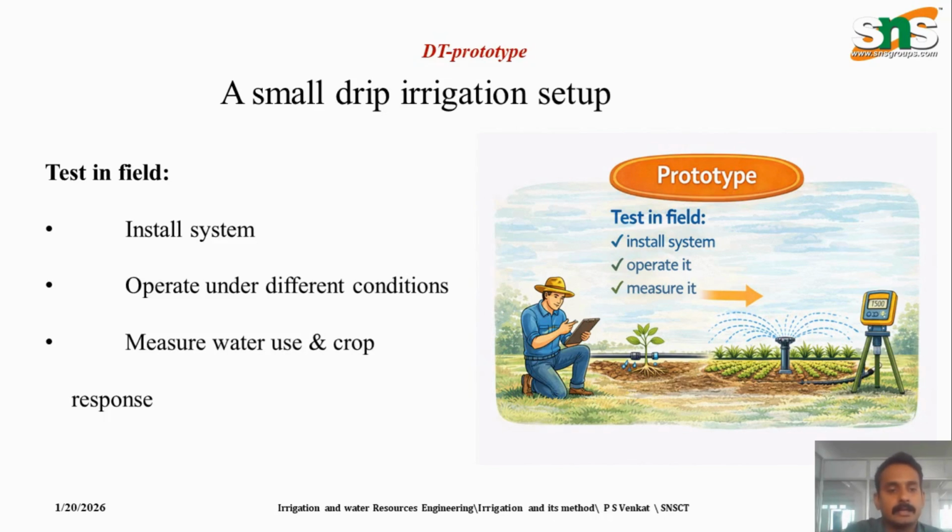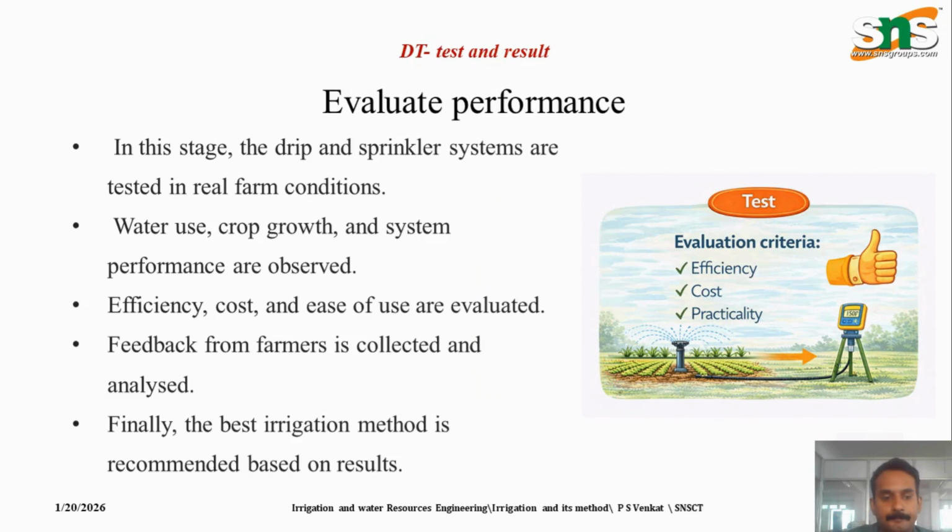The next stage of design thinking is prototype stage. In this stage, selected ideas are tested in real field condition. The steps include installation of drip and sprinkler irrigation systems, operating them under different conditions, measuring the water usage, observing crop response. This helps engineers understand how the system performs in actual farming situations.